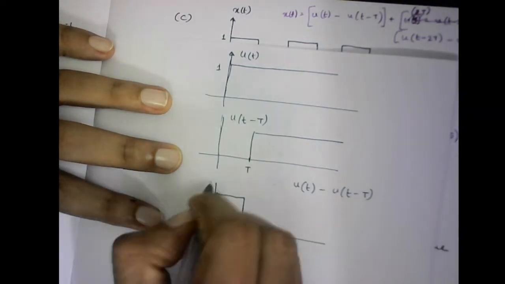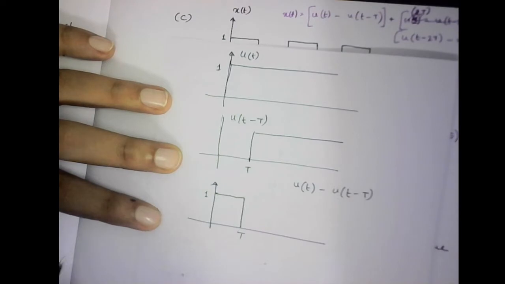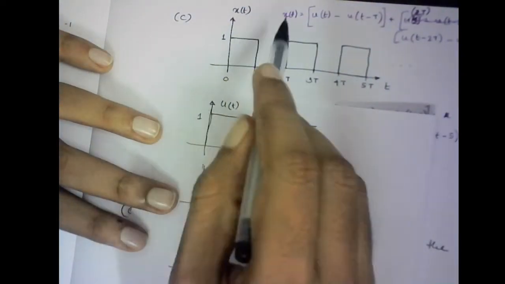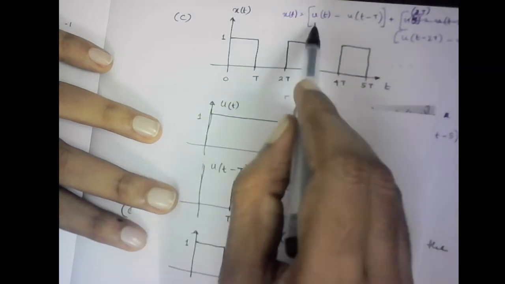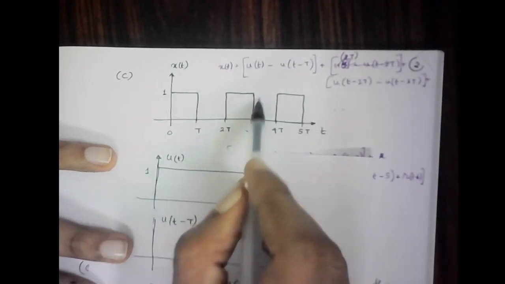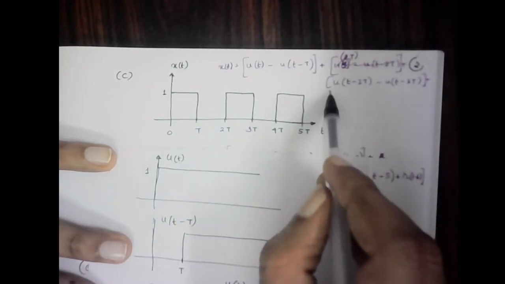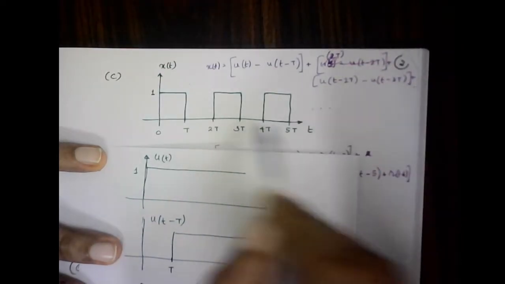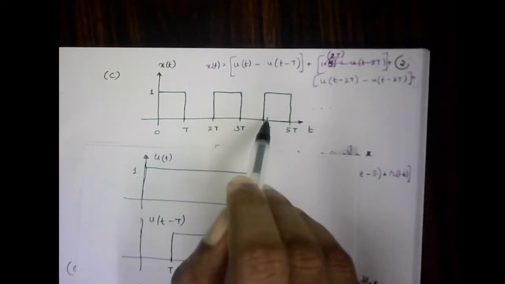This is capital T and this is unit. So this is the first region. Okay, so the first region is obtained by u of t minus u of t minus capital T. Similarly the second portion can be obtained by u of t minus 2T minus u of t minus 3T and so on. So in that way you can obtain this signal.